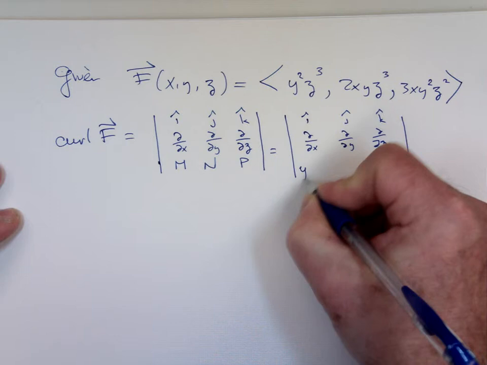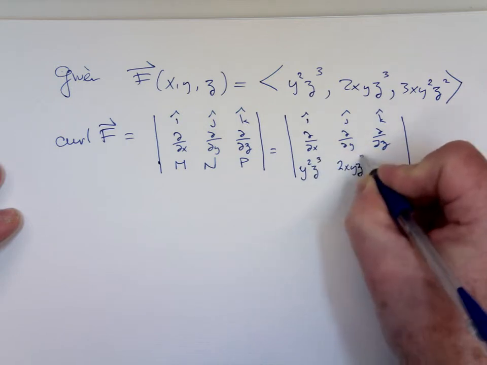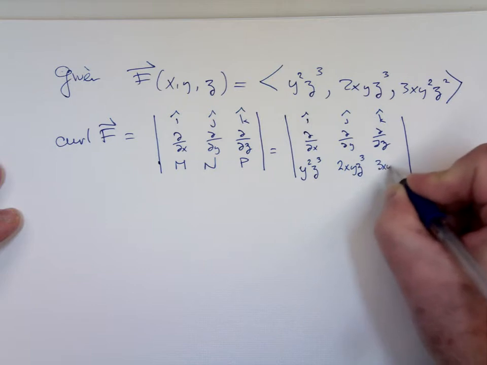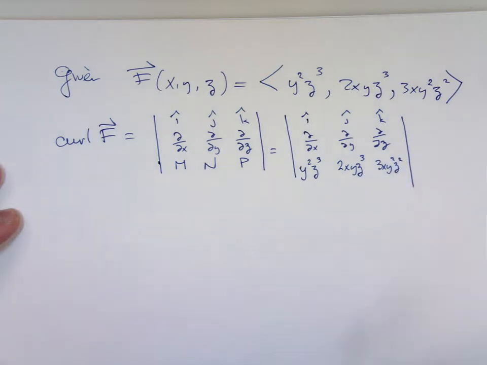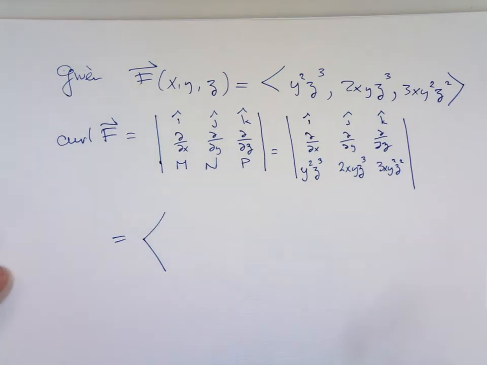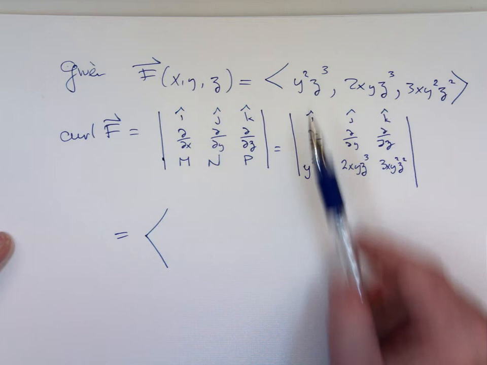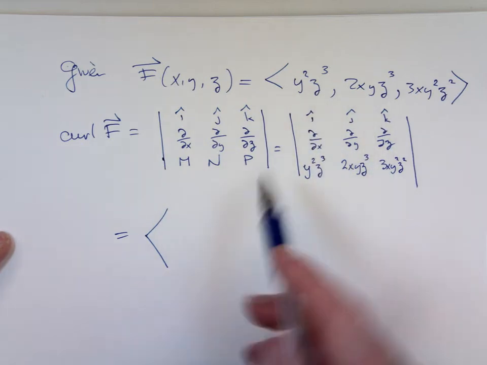Y squared z cubed, 2xyz cubed, 3xy squared z squared. Holy mackerel. This is going to be impossible. Probably. All right, let's do it. Let's see what happens. Which order does it go in? The MNP? MNP, yep, MNP.